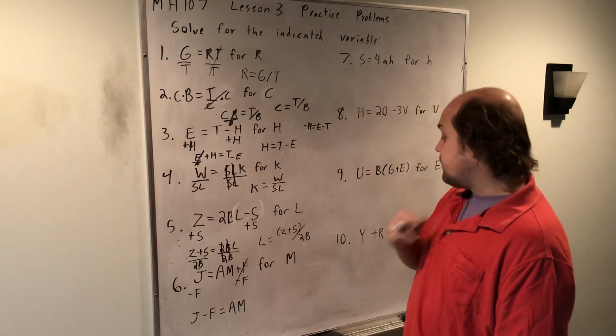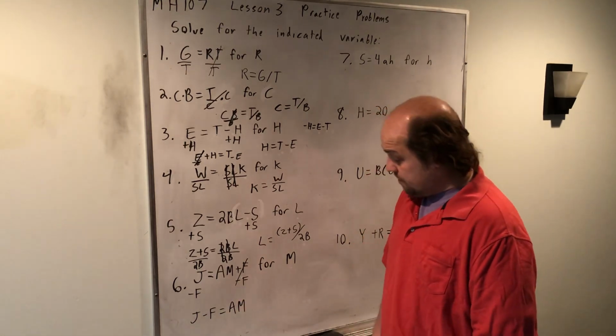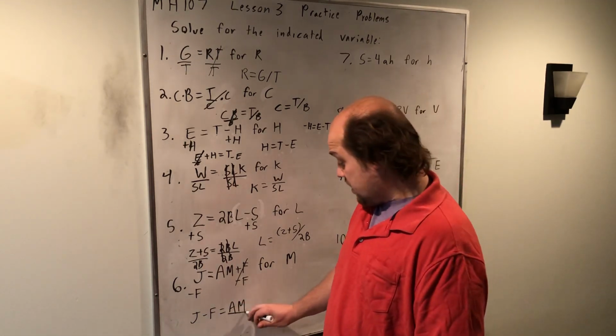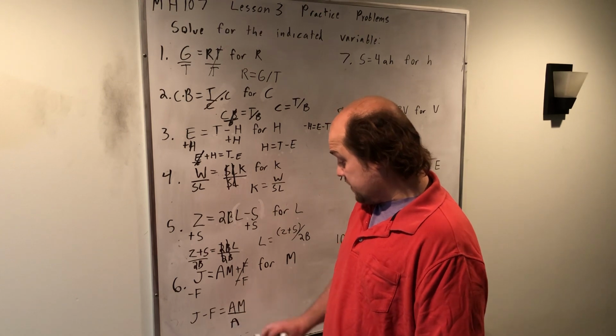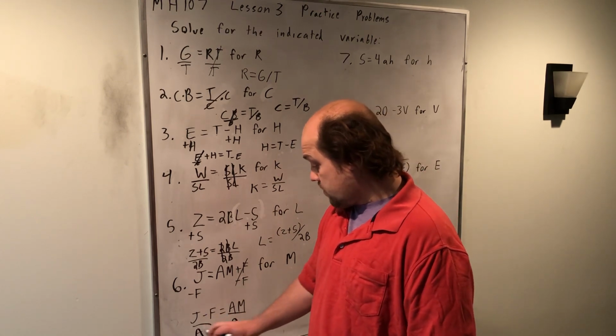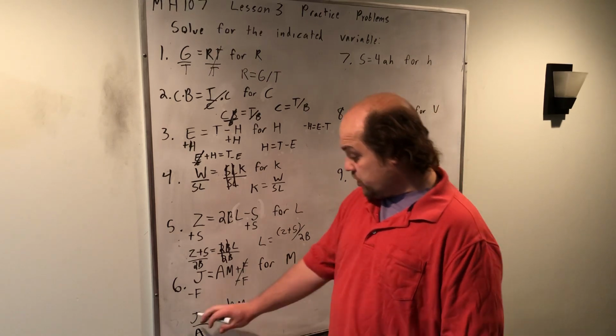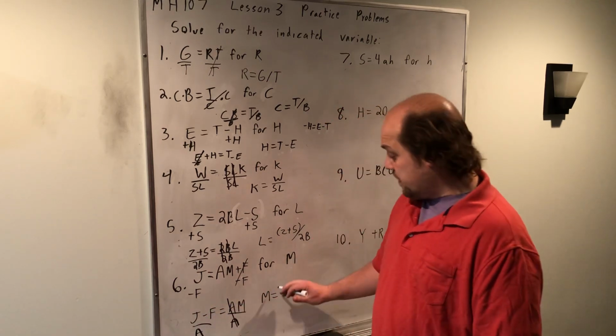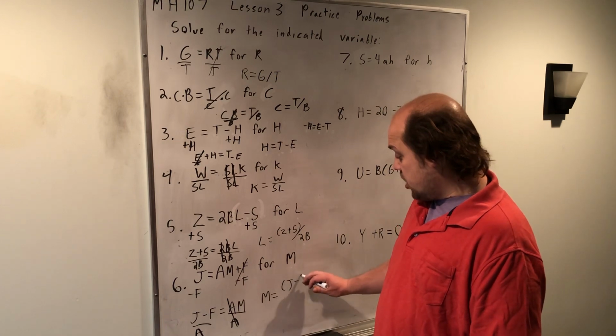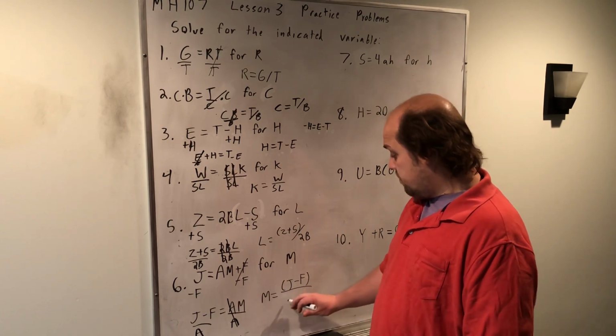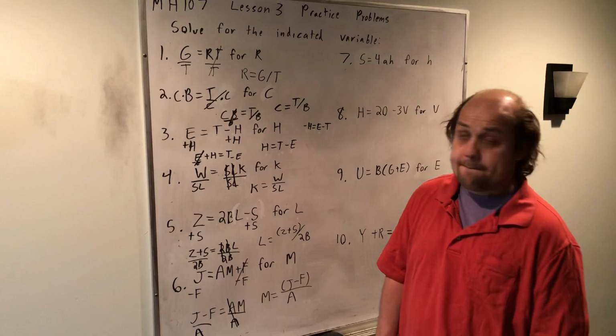When I'm solving this for m, a being multiplied by m can be solved by dividing by what's in front of the m, specifically this a. That'll go away and just leave me with m, which equals j minus f being divided by a.